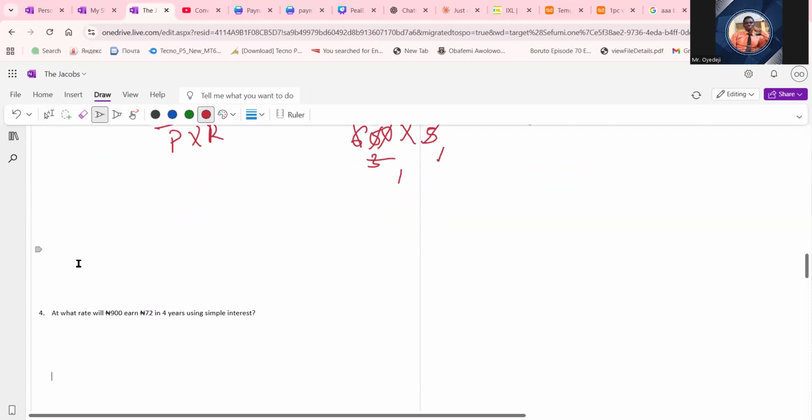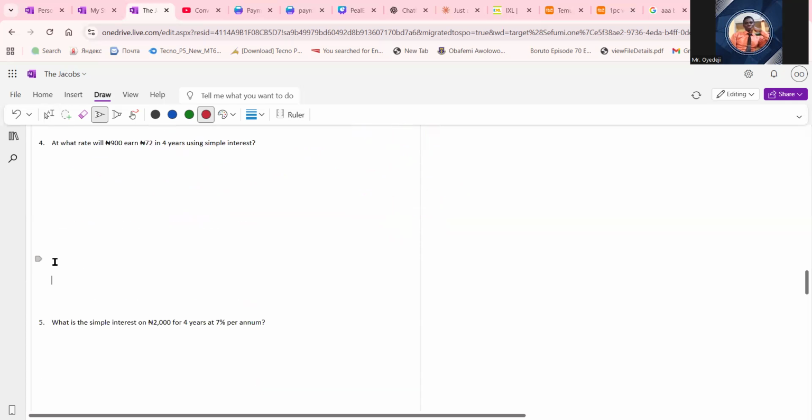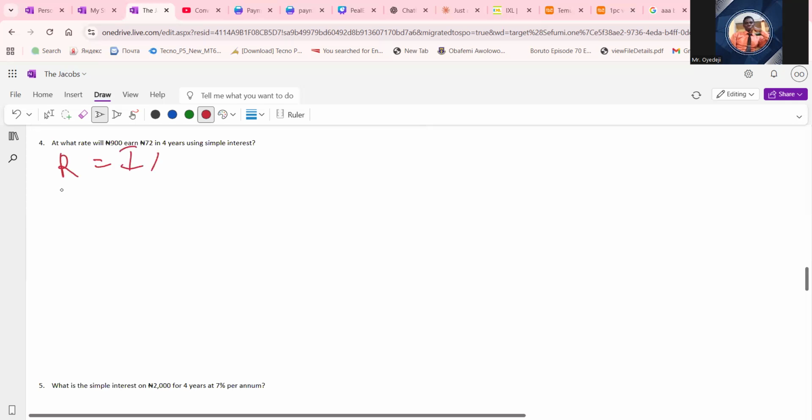Moving on to number 4. By now, you should be able to see the pattern clearly, how we're able to do this. Now it says at what rate, that means we're looking for rate, which is interest times 100 over principal times time. What's our interest? 72 naira. Yes, it says at what rate will 900 earn 72 naira? Since it's earning 72 naira, that's the interest, times 100 over principal, which is 900, times the 4, which is the time.